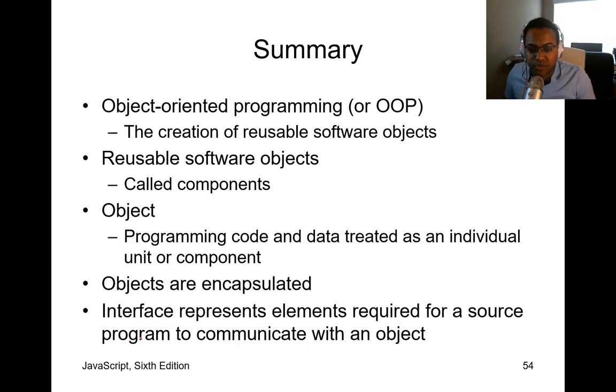So let's summarize what we went over just now. We went over object-oriented programming and how it helps us develop. We've gone over reusable software objects and what they're actually called. We've gone over objects, how we can use them, how we can assign properties to them. We understand that objects are encapsulated by nature and thus are hidden from other programmers, the program itself, and individuals outside of your program. The interface represents elements required for a source program to communicate with an object.